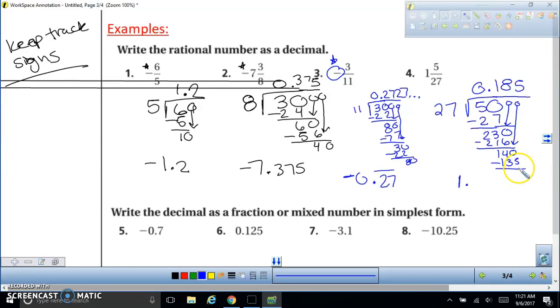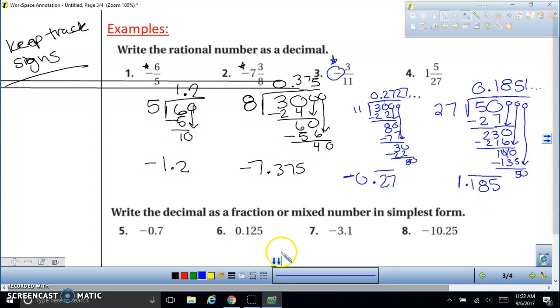Leaves us with a 5. Okay, add that 0 in there. Ooh, finally we're repeating. 27 goes into 50 once. All right, so we're going to have our dot to dot going on there. Okay, so negative 1.185. I'm going to put that bar above it to say it's repeating.